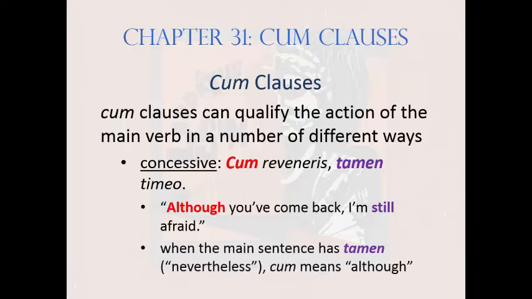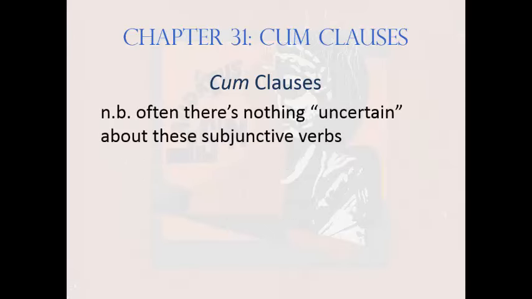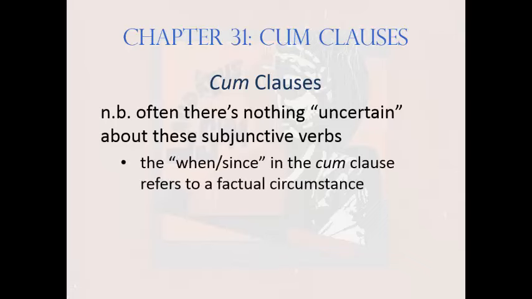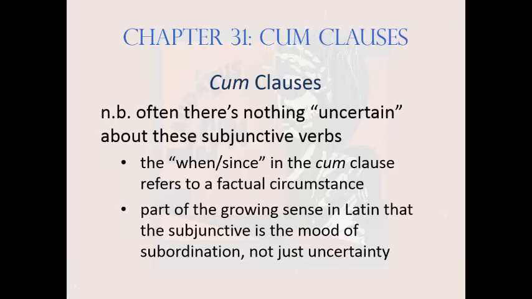Often a signal that the cum in the cum clause means although is the presence of tamen, meaning nevertheless or still, in the main sentence. Did you notice there's nothing really uncertain about what's being expressed in the cum clauses above? You came, you departed, you've come back. They're all facts. By the classical age, and indeed well before, the subjunctive had begun to assume its new role as a subordination marker, not just an uncertainty beacon.